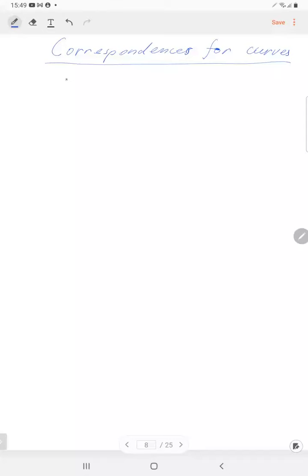Okay, so what are correspondences? We just have two curves, P and S, smooth projective curves.